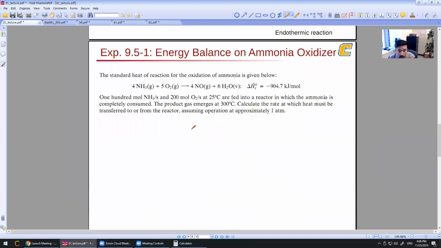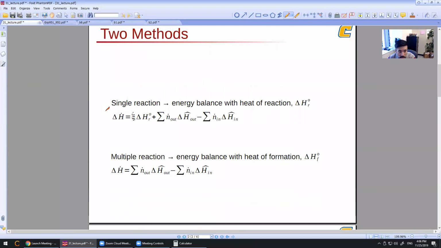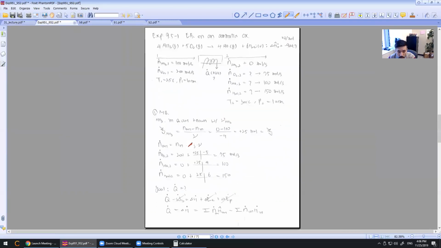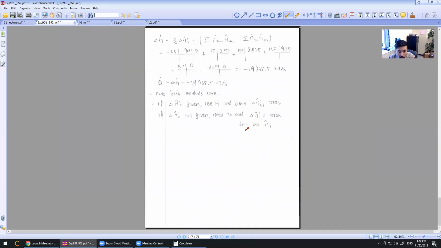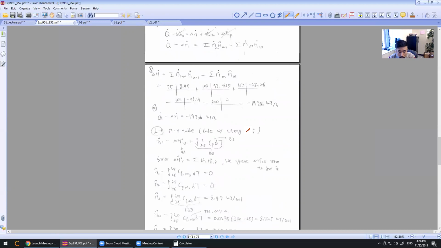So that's why I said this is the general method. Let me go back. You see these two methods. This is the more generalized method. The other is an equation you can use if you know the heat of reaction. There is a benefit, and you will see it soon. But what we're doing right now is sticking with the general method, this one.